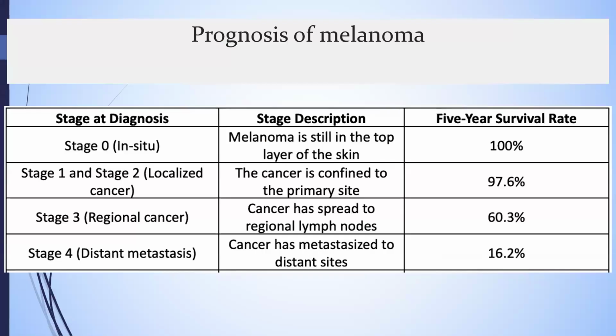So why am I pestering you with these stages? Because when it is in situ, in stage zero, in the top layer alone, your 5 year survival rate, that is the chance that the patient will live for the next 5 years, is going to be 100%. Whereas in stage one and two, in the epidermis, it is 97.6%. And down the ladder, if it is stage 4 with distant metastasis, it's just 16.2%. That is, 16 in every 100 detected persons in stage 4 are going to cross this 5 years.